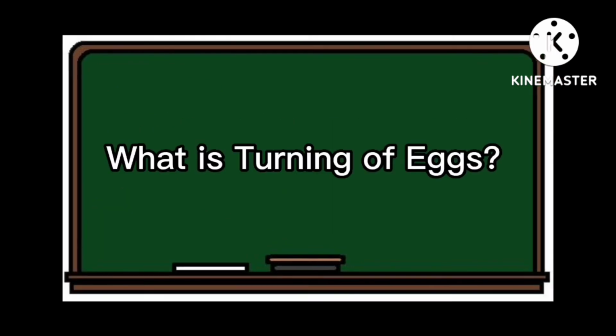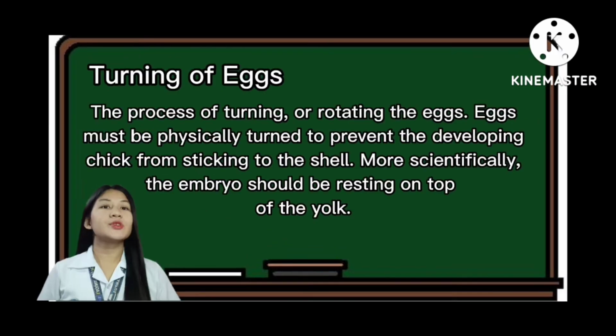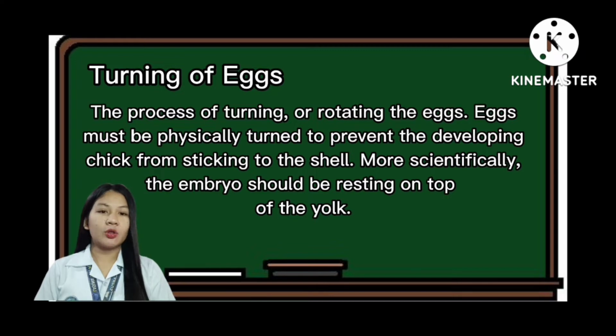What is turning of eggs? Turning is the process of turning or rotating eggs. Eggs must be physically turned to prevent the developing chick from sticking to the shell. More scientifically, the embryo should be resting on the top of the yolk.